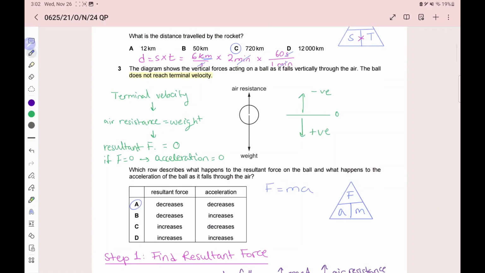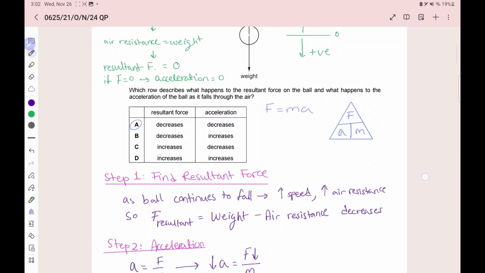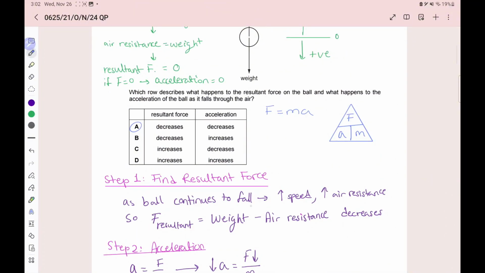So when we're talking about terminal velocity, air resistance is equal to the weight. So the resultant force is 0. And if the resultant force is 0, that means there's no acceleration. It's still falling, but it's not accelerating. So we're going to find the resultant force. So as the ball continues to fall, the speed is going to increase, but so is air resistance. So the resultant force would be the weight minus the air resistance. And that's going to decrease. And that's only because air resistance is going to go up in value. So weight is going to stay the same regardless. But if air resistance keeps increasing, then that means the resultant force is going to decrease overall, right?